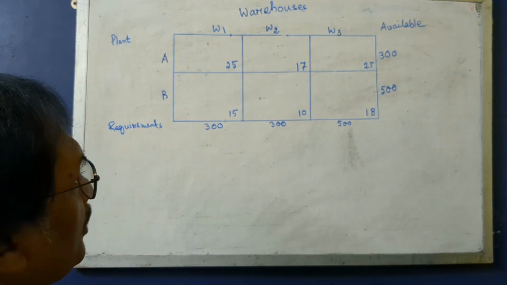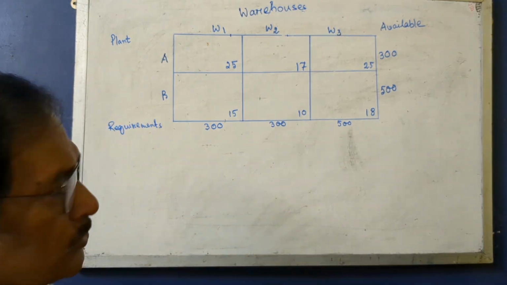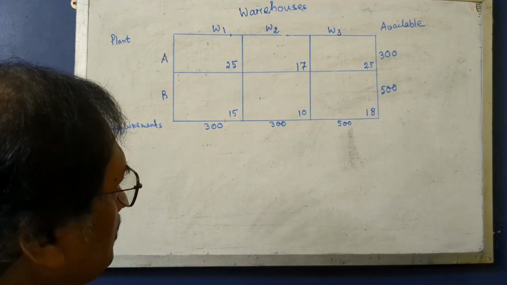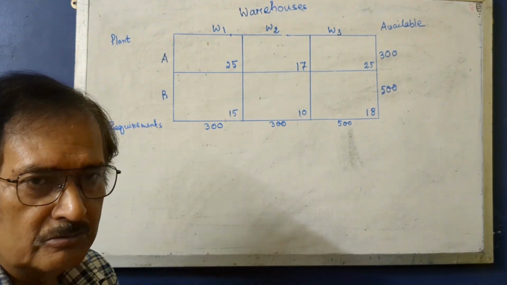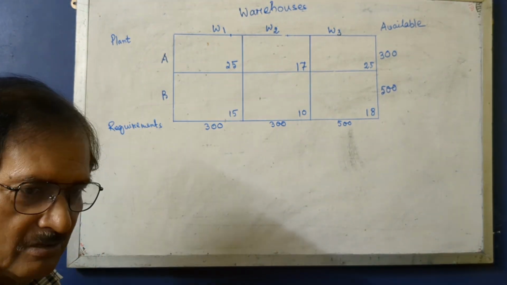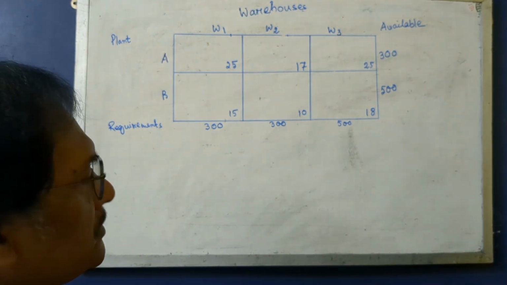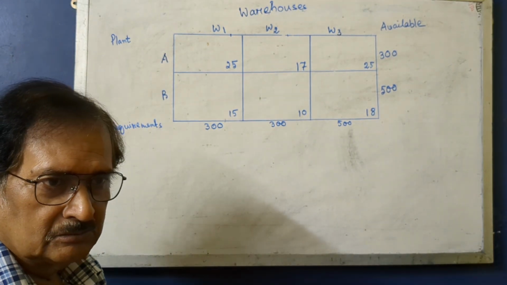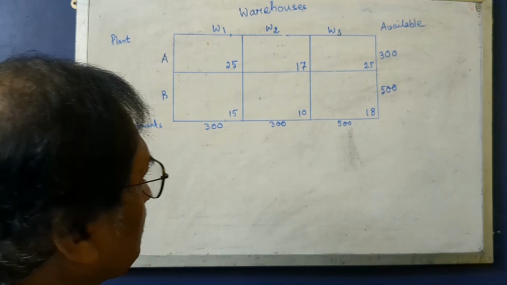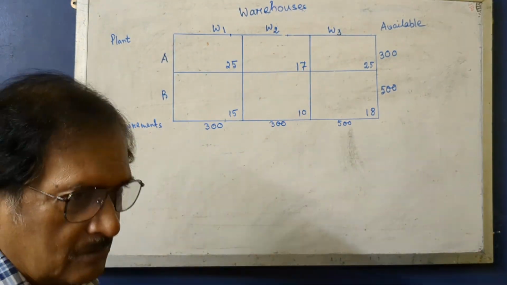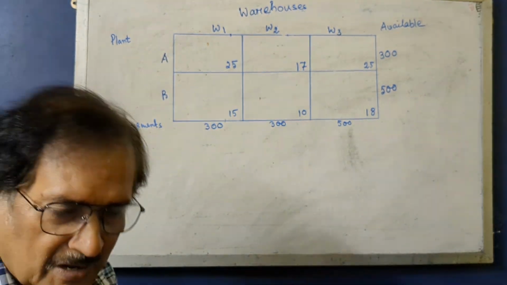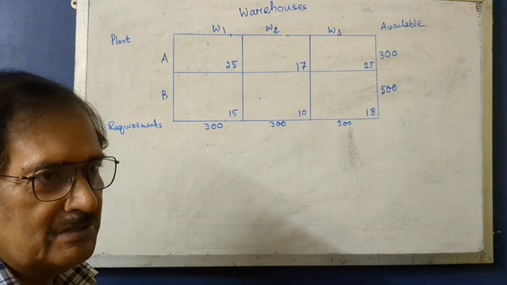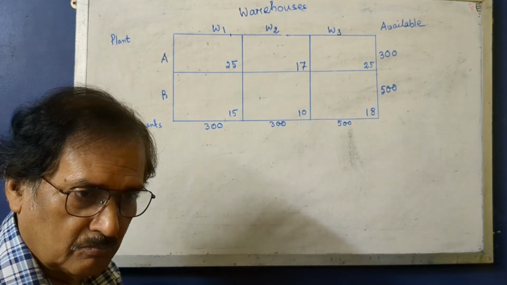I will solve this problem in 2 steps. First, you have to find out the basic feasible solution. The second step is the optimization step, that is to be done by the MODI method, that is, the modified distribution method. That means this transportation problem will be solved in 2 steps: first, finding the basic feasible solution, and next, optimization of the transportation problem.